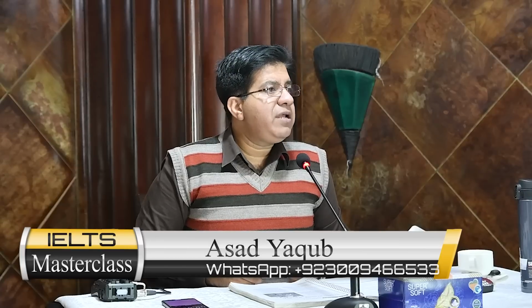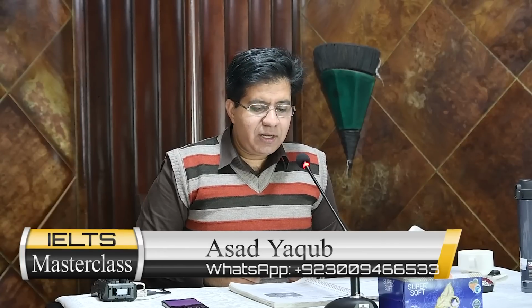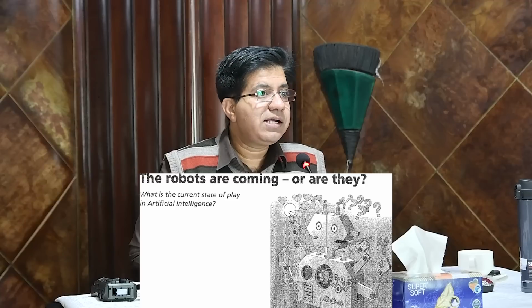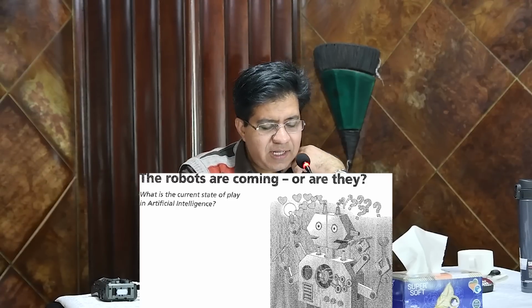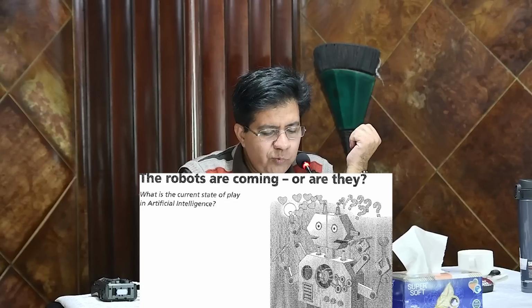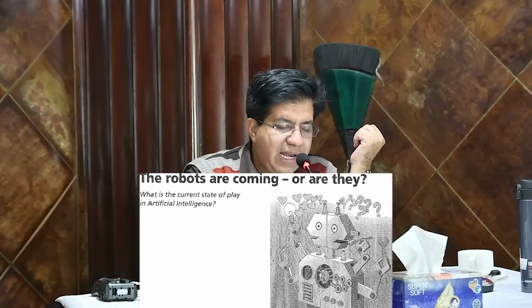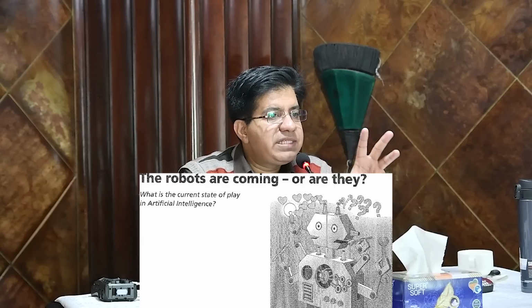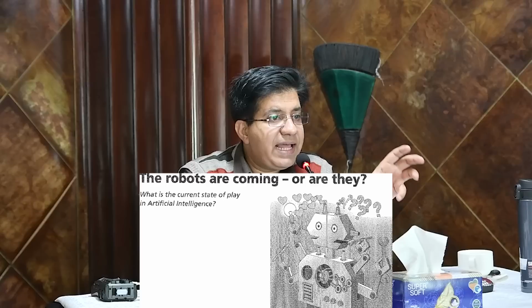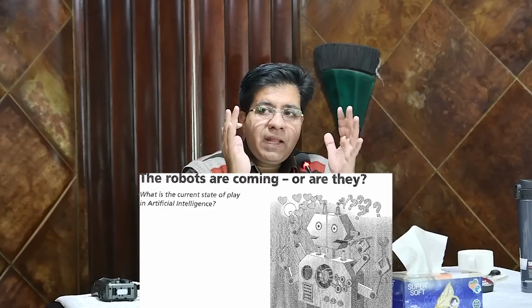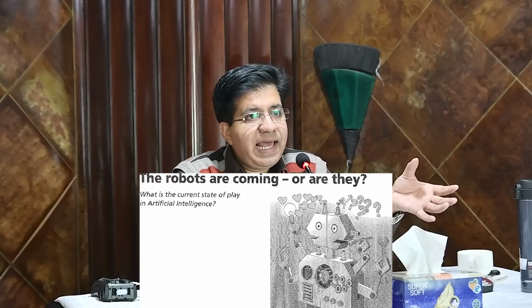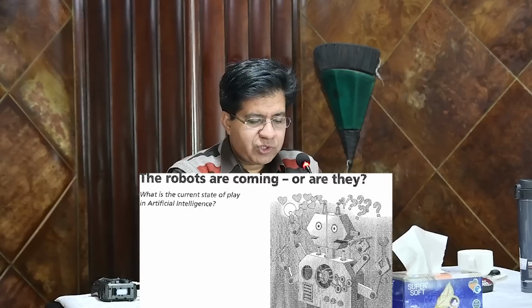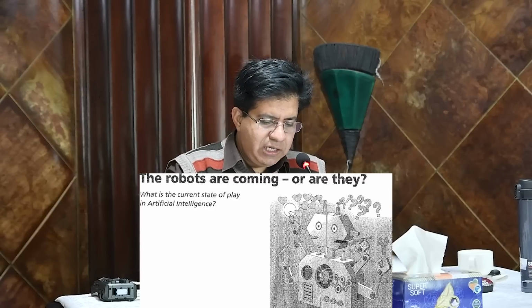Now, please come to the second passage. Robots are coming, or are they? We don't understand. Robots are coming. Second headline, the second outline: what is the current state of play in artificial intelligence? It means the whole passage is about artificial intelligence. Number one, and particularly they will talk about robots. Artificial intelligence and robots. So they've got A, B, C, D.